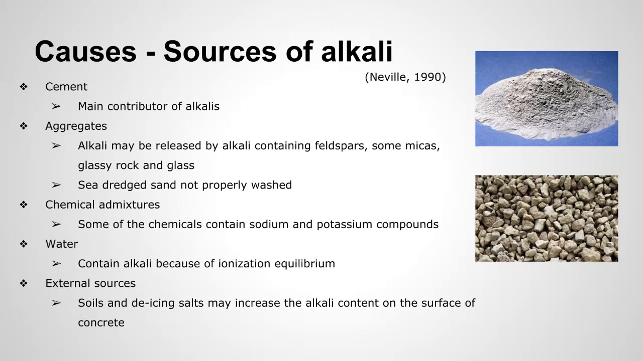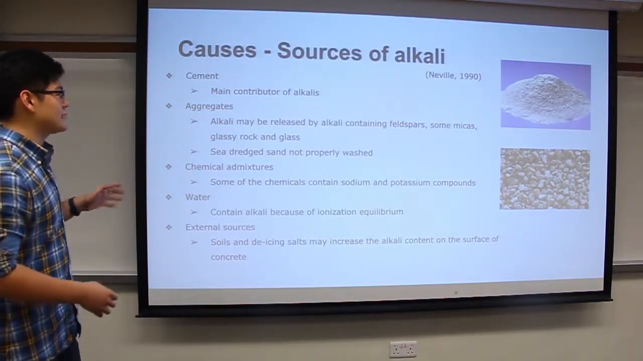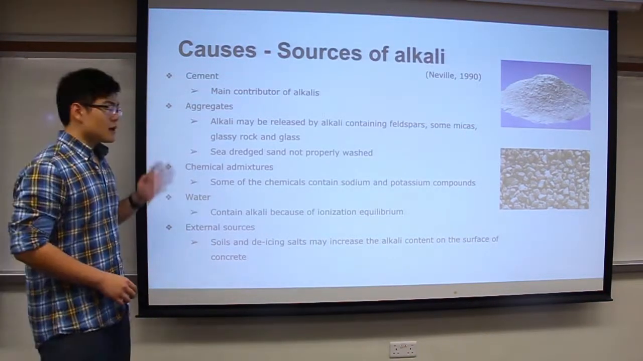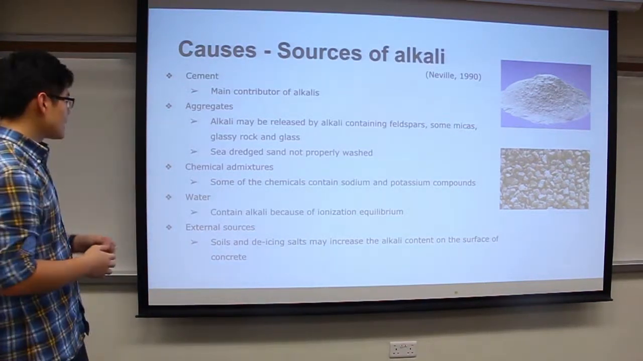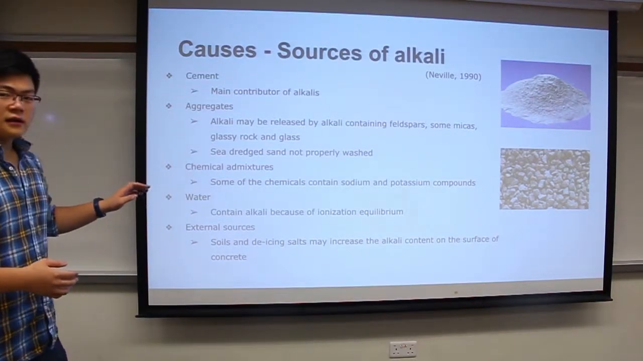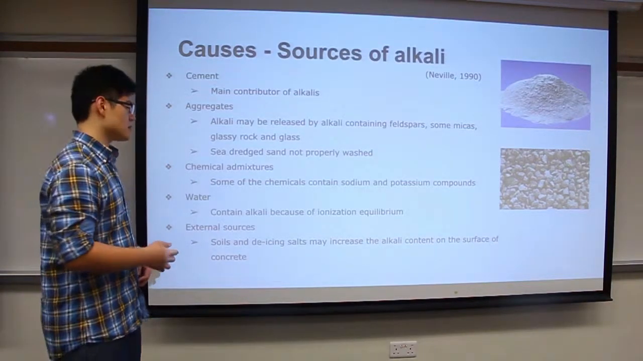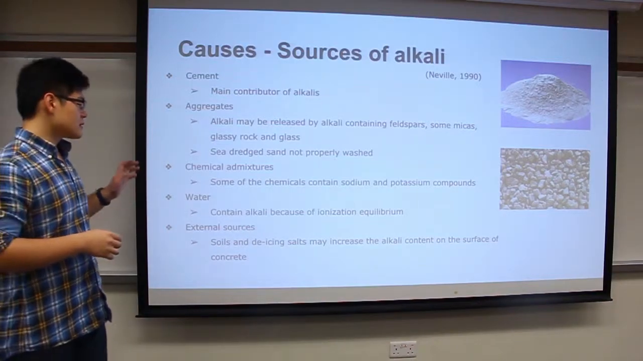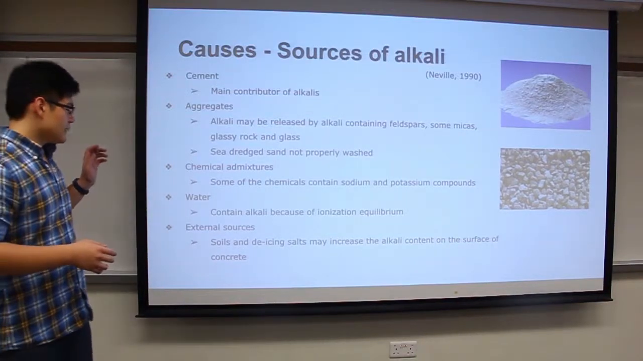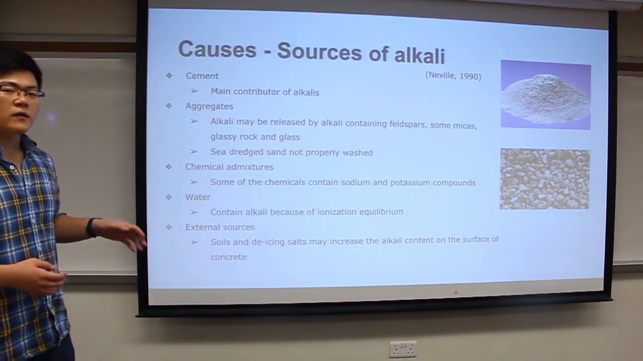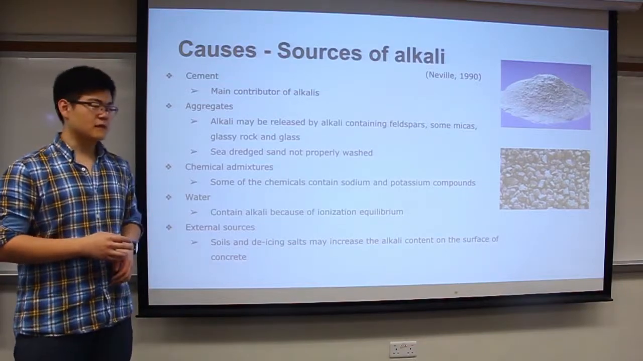And here are the sources of alkalis. Cement is the main contributor of alkalis in concrete. And also, alkali may be released by alkali-containing minerals in aggregate. And third, chemical admixtures. Some of the chemicals will contain sodium and potassium compounds. And water may also contain alkali because of ionization equilibrium. And finally, there may be external sources of alkali. For example, soils and de-icing salts may increase the alkali content on the surface of concrete.